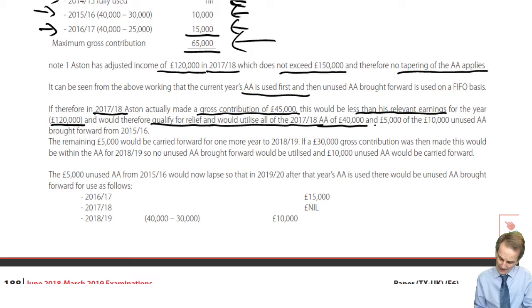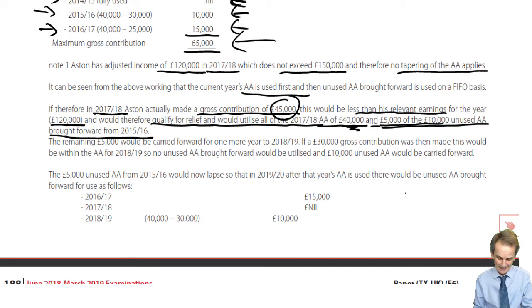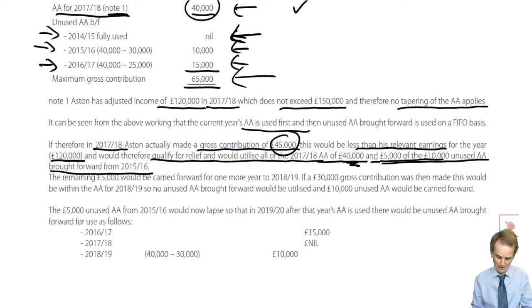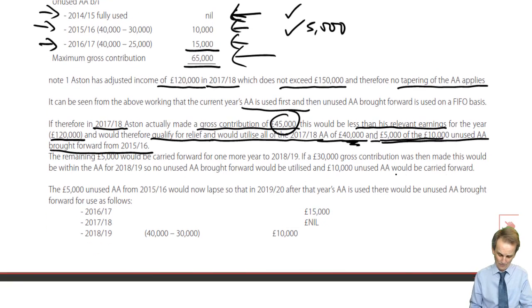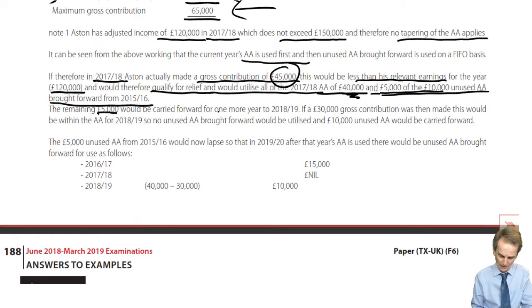And we're then told, because it's a £45,000 gross payment, 40,000 is fine on the current year, 1718. 5,000 of the 10,000 unused AA brought forward from 1516. Now remember, we go on a LIFO basis, but there's nothing in 1415 to be brought forward. So we then move forward to that, and we use 5,000 of that 10,000, and that still leaves 5,000 of it to be carried forward. The remaining 5,000, as we say there, carried forward for one more year to 2018 and 19.